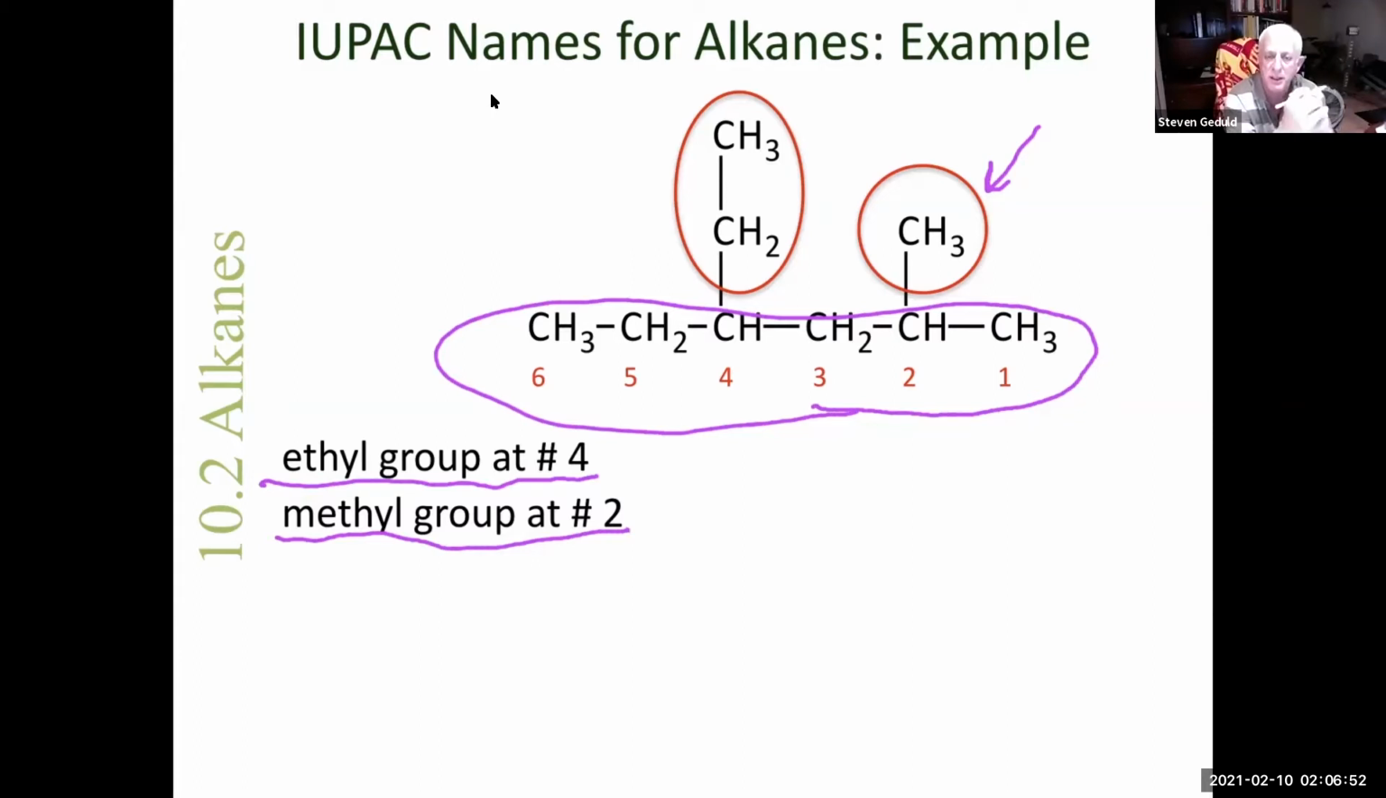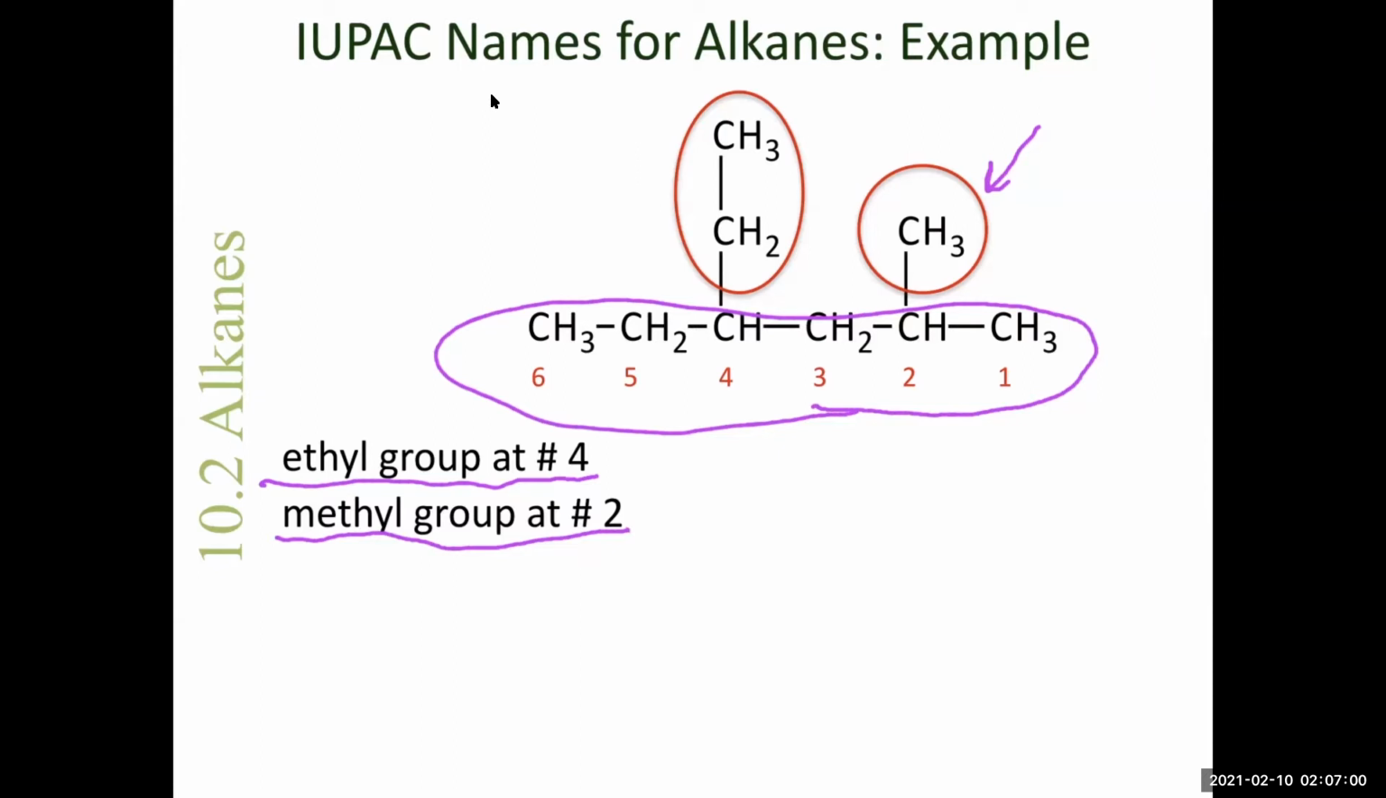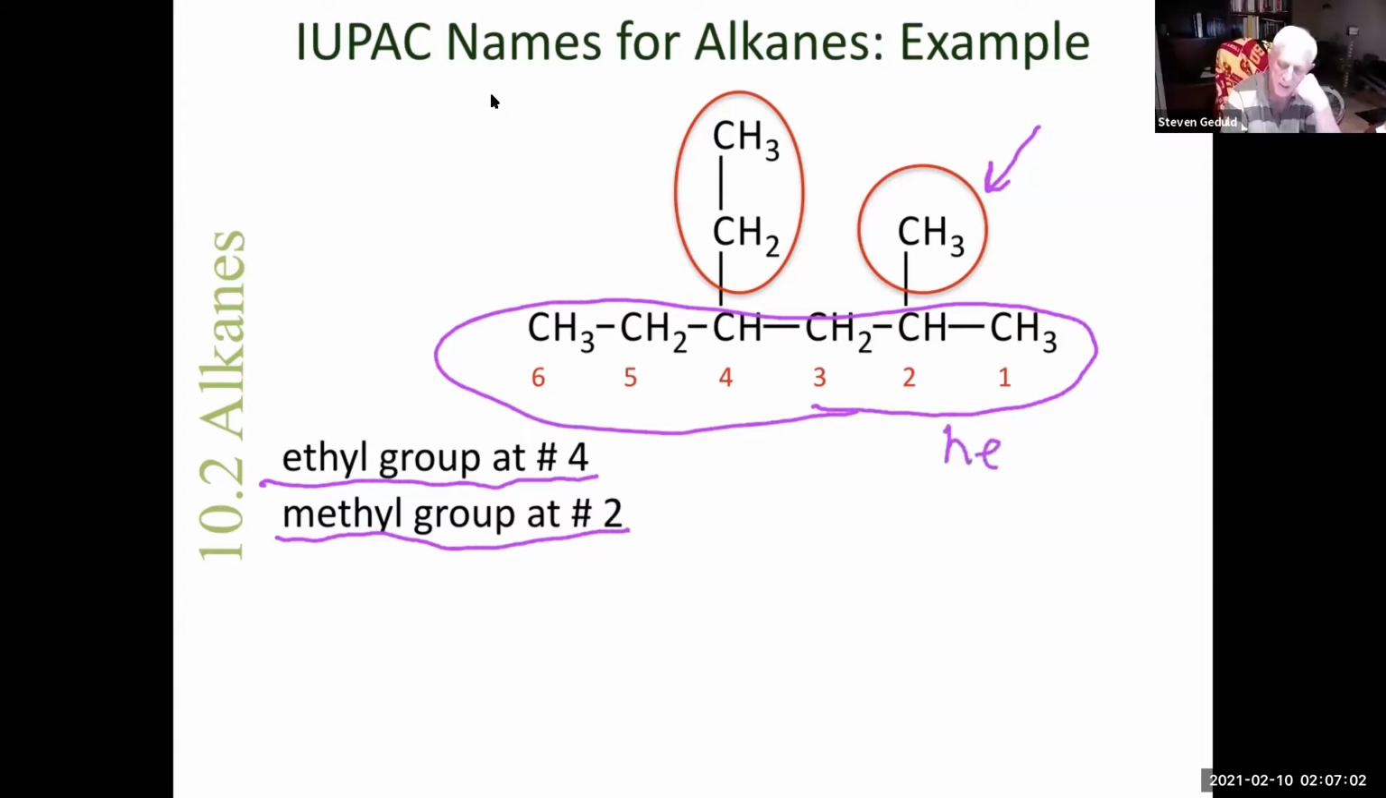So what's the parent structure going to be? What's the name of the carbon chain? Hexane. Perfect. Hex means 6, ANE means single bonds. And that's all from the chart at the very beginning of the chapter: methane, ethane, propane, butane, pentane, hexane, heptane, octane, nonane, and decane. That's 1 through 10 for identifying your carbon chains.